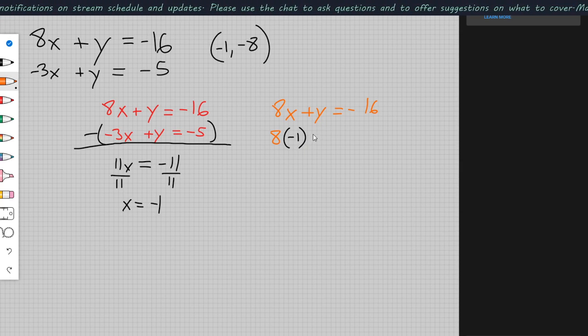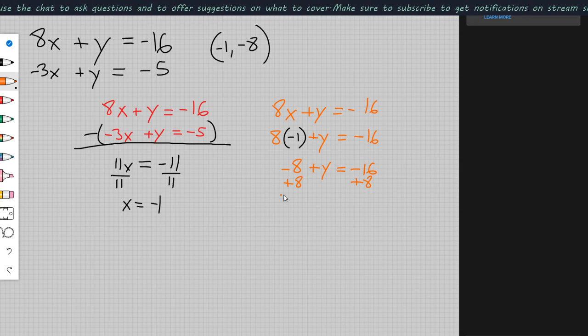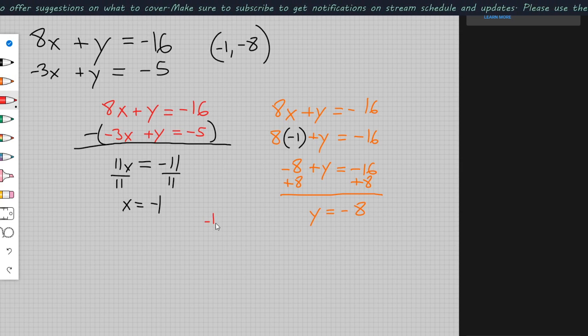Add the y. So 8 times negative 1 is going to be negative 8. And then we're going to add 8 to both sides. So y equals negative 8. And does that match up? We had an x coordinate of negative 1 and a y coordinate of negative 8. Does it match up to our graphed solution? It does. So we are good to go.